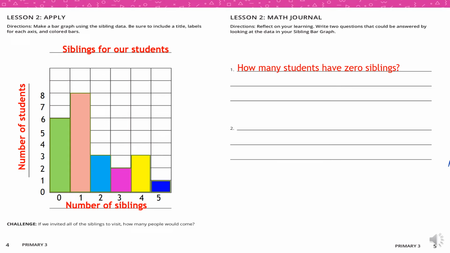Now let's move to our math journal. Write 2 questions that could be answered by looking at the data in your sibling bar graph. Here, if we look at this bar graph, can we answer this question? How many students have 0 siblings? We will go to 0 siblings column and move up till we reach the top. It's 6 students. Question number 2: do all students have the same number of siblings? No, they are not the same.